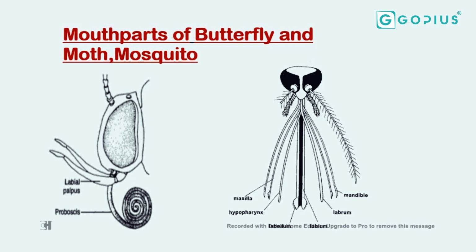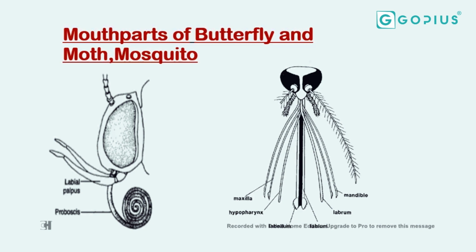Then we now look at that of the mosquito. The mosquito has mandibles. It also has labrum. It has labium. The labrum is the upper part of the mosquito. It's like a lip, the upper lip of the mosquito. Then the labium is the lower lip of the mosquito. It also has hypopharynx. The hypopharynx helps in secreting like saliva. That's the function of hypopharynx. The maxilla is the upper part. It's like an upper jaw. Then the mandible is the lower jaw.